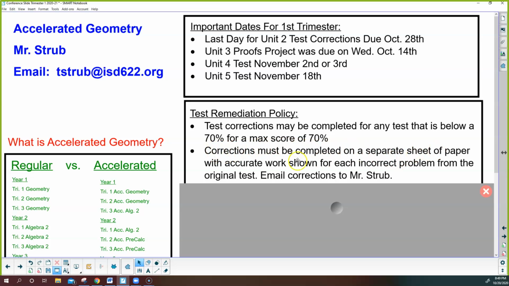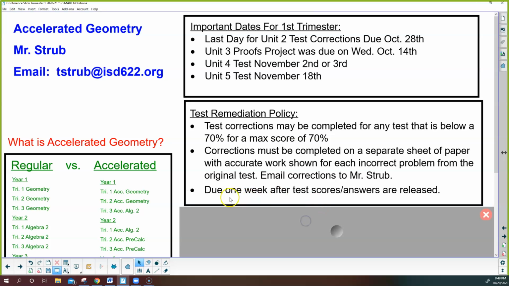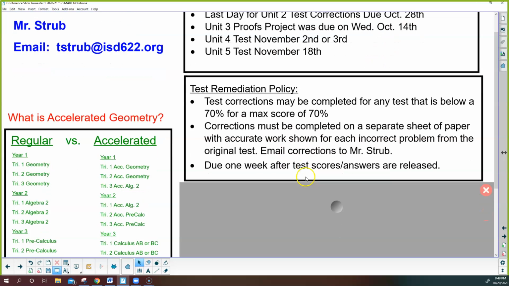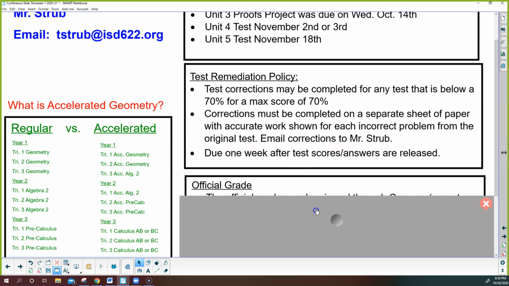Corrections must be completed on a separate sheet of paper. When they are done, they're going to email them to Mr. Strub. So that's tstrub@isd622.org. And we'd like to get this done a week after the test scores are released. We opened up the Unit 2 one for a later date in case students were motivated from their parents attending conferences or getting this message. So we'll give them an opportunity to get that in.